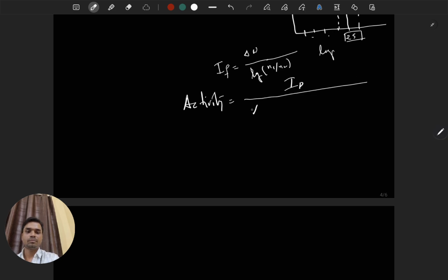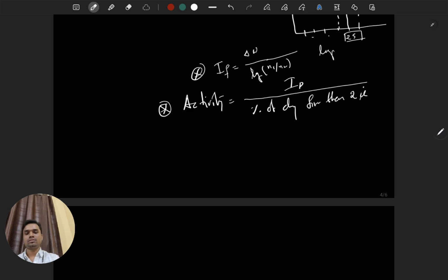IP divided by percentage of clay finer than 2 micron. Okay, this is one of the most important questions. This is also important, and the additional term is there.